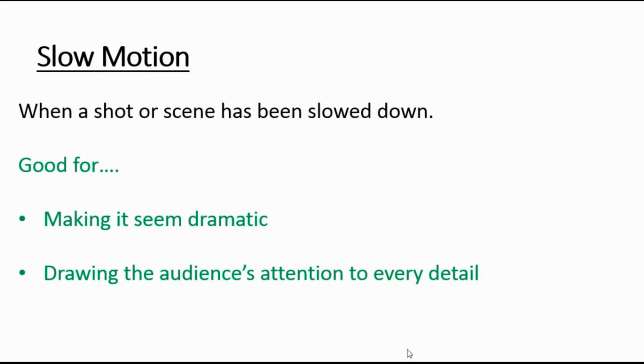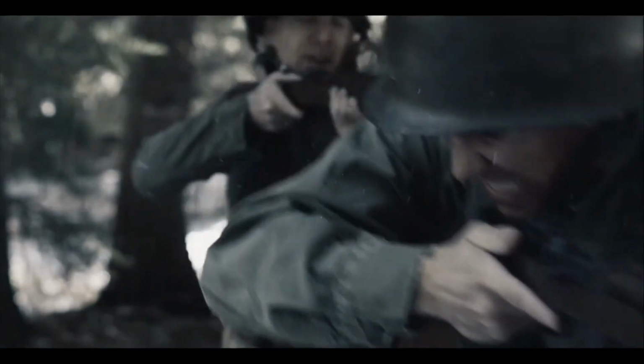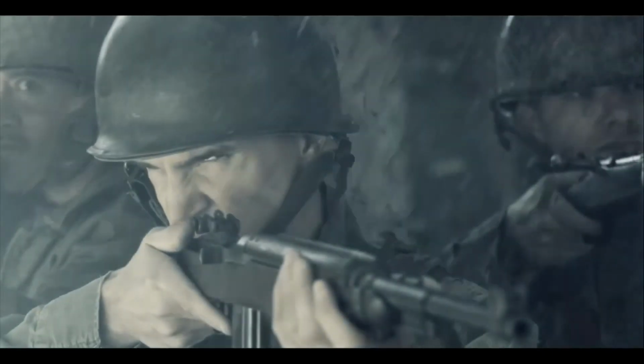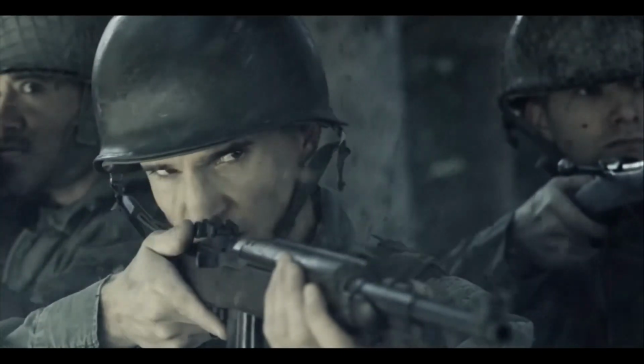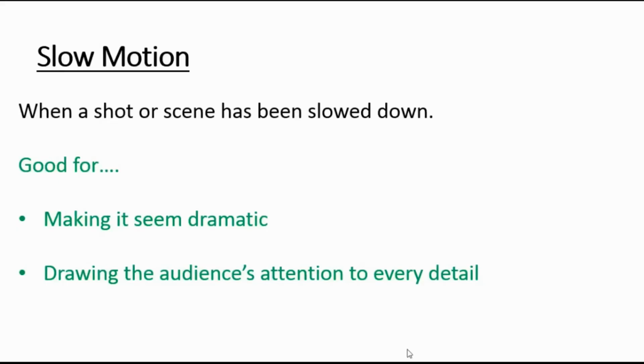Slow motion is when a shot or a whole scene has been physically slowed down in the editing program. And that is often quite good for making it seem quite dramatic. So if there is some kind of very overly dramatic scene where somebody gets shot, you might show the scene, slow the scene down, so you see the bullet in slow motion hitting the person and then falling to the floor and then somebody else screaming. If you see that in slow motion, it might highlight the drama and the danger that person is in.